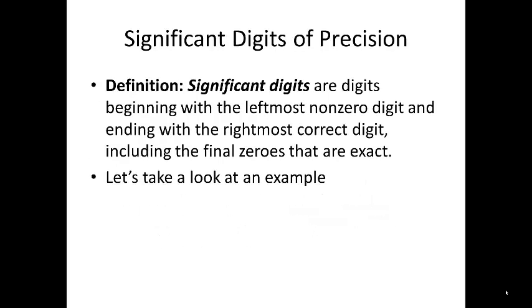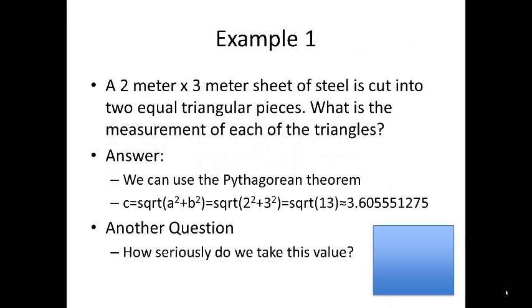So let's start with significant digits of precision. You probably know these from your studies in primary or secondary school. You've probably also seen them come into play with physical sciences such as chemistry or physics. Significant digits are the digits beginning with the leftmost non-zero digit and ending with the rightmost correct digit, including any final zeros that are exact. So let's take a look at an example.